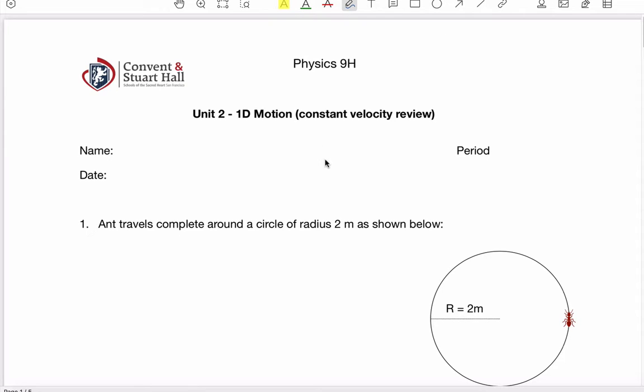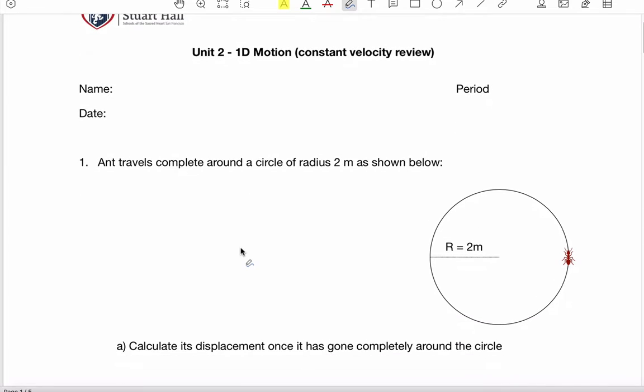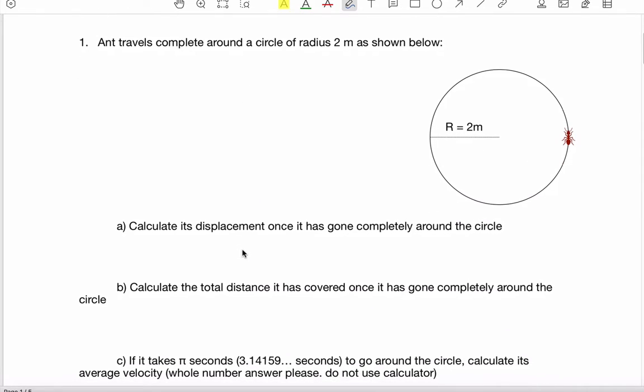All right, let's work out page 1 of the one-dimensional constant velocity review. We worked this out in class, but I want to make sure that you have some video solutions to look at later should you get stuck.